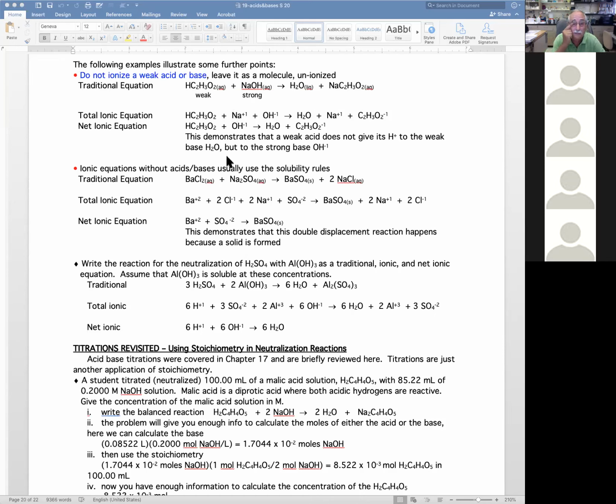So what that shows us is that a weak acid doesn't give all of its H plus to the weak base water. But would it give it to the strong base hydroxide? Yes, it would. Okay. Anyway, so these just illustrate some more things.